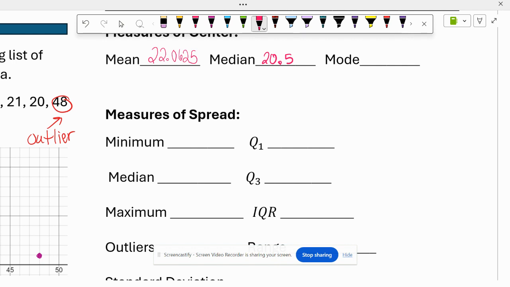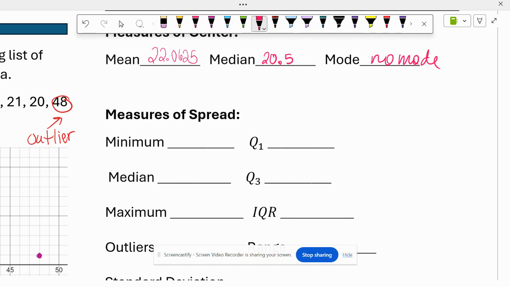What about the mode? What number was put in there the most? 21. Well, it's the same data set that we did before. Look at your dot plot. They're even, no mode.